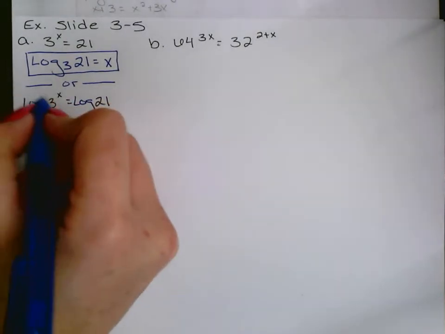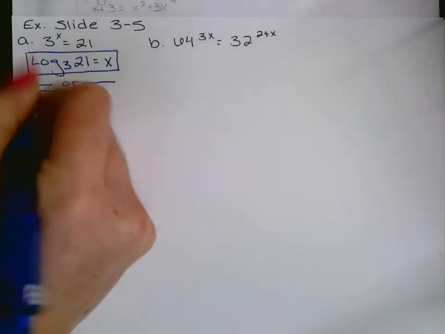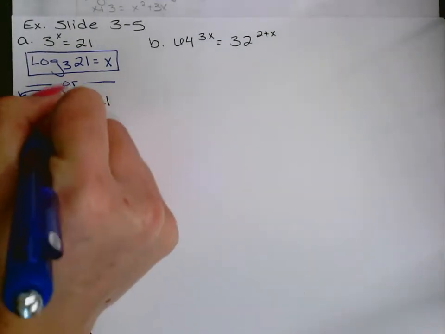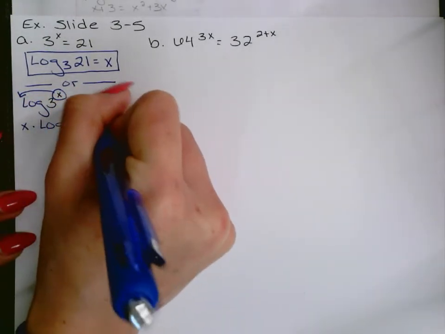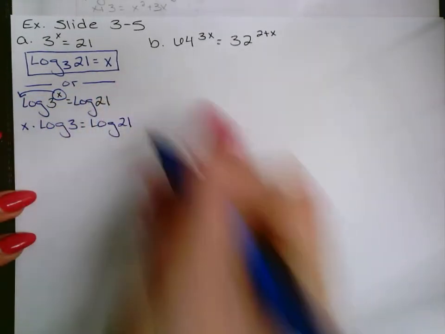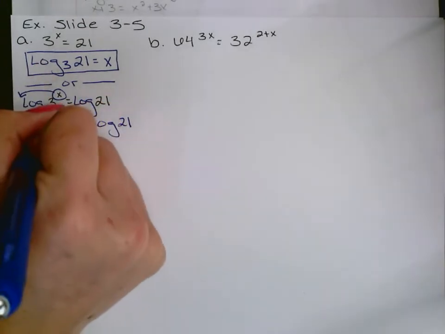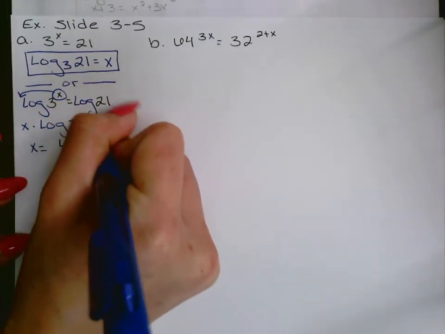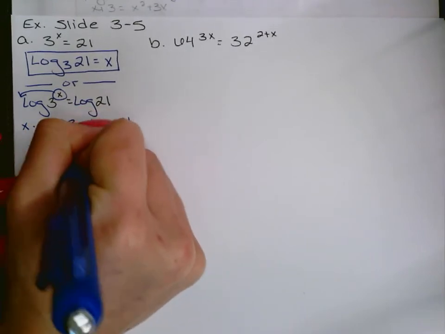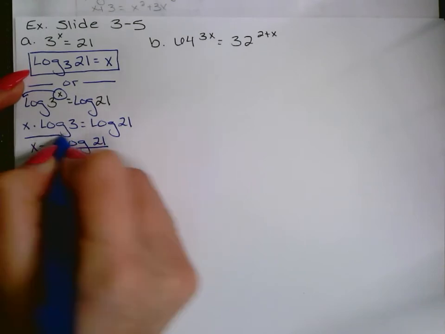now I have the freedom to move this x out of the exponent. And I can say x times log of 3 equals log of 21. And now what would I do to get that x by itself? Divide by log of 3. And now I have x by itself, so I am done.